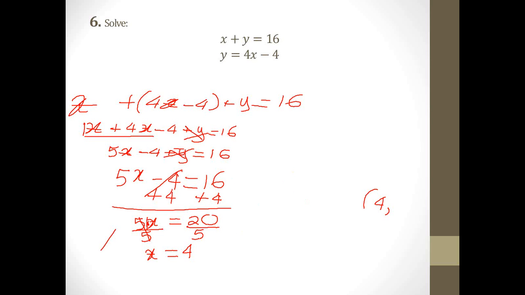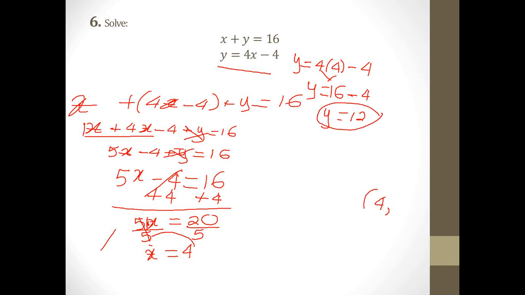number. Now that I have 4, I can go up here in either one of the two equations and substitute the x. I'm going to go on this one. So I'll have y is going to be equal to 4 times x, which is 4, minus 4. So y is going to be equal to 4 times 4 is 16, minus 4. So y is 12. So I have my y and I have my x. So my final answer is the ordered pair, (4, 12).